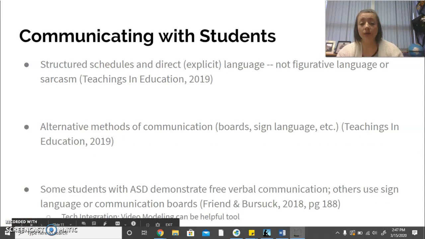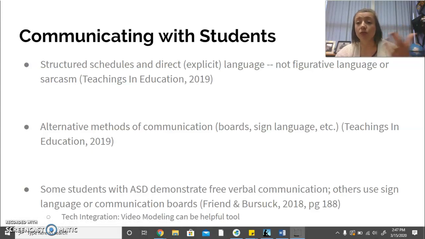In order to communicate with students with autism spectrum disorder, again, we need to use explicit language, very, very clear instructions, step by step, and show them visually so that they can refer back to those very clear instructions later. In the same way that we have alternative methods for students to demonstrate learning, we also need to have alternative methods for them to communicate with us and for us to communicate with them. Things like boards or signs that they can easily access are very important.